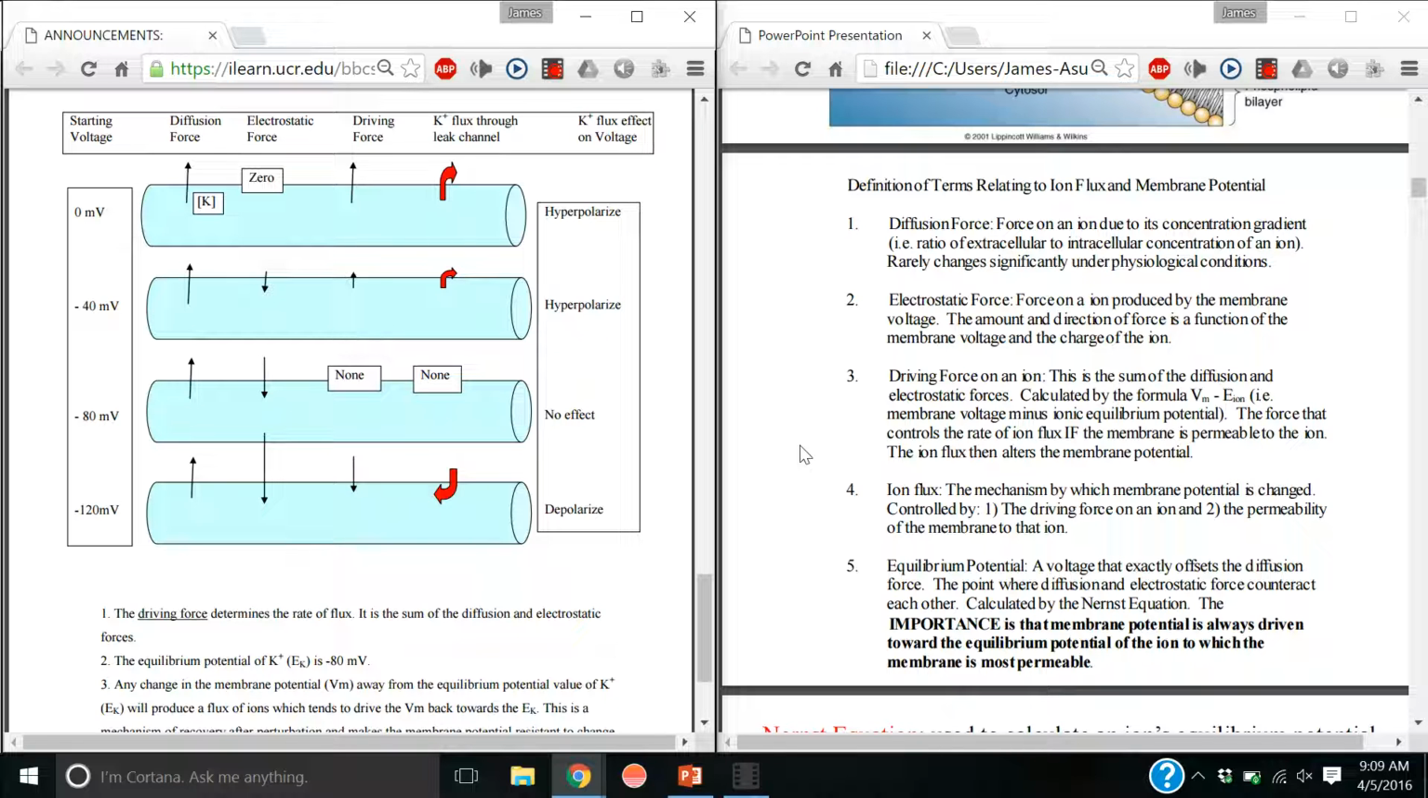However, during action potential, the membrane becomes more permeable to sodium, and so then the membrane potential will be driven towards the equilibrium potential for sodium, and then it becomes more permeable to potassium, more so than through the leak channel. Then the membrane potential will be driven towards the equilibrium potential for potassium, and so on and so forth. So the permeability of the membrane changes rapidly.